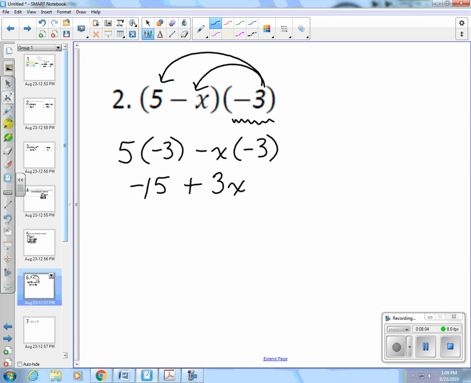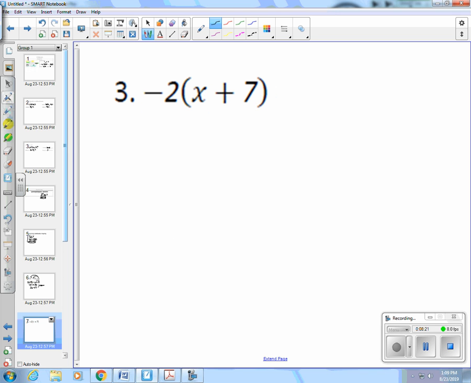I will more than happily take -15 plus 3x. You want to flip it around and make it 3x minus 15. These are the same, and I will accept either answer. Why don't you do this third example? Stop the video for a moment, do this, and come back in.